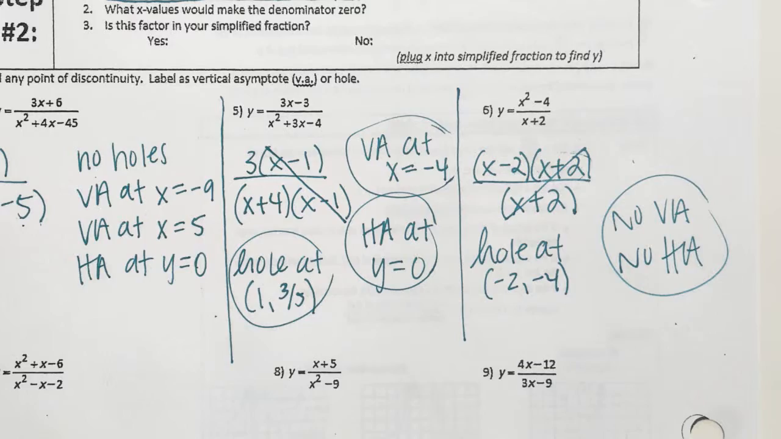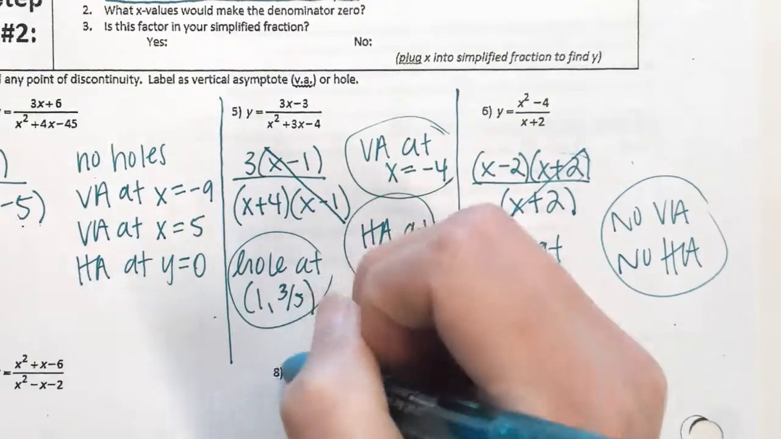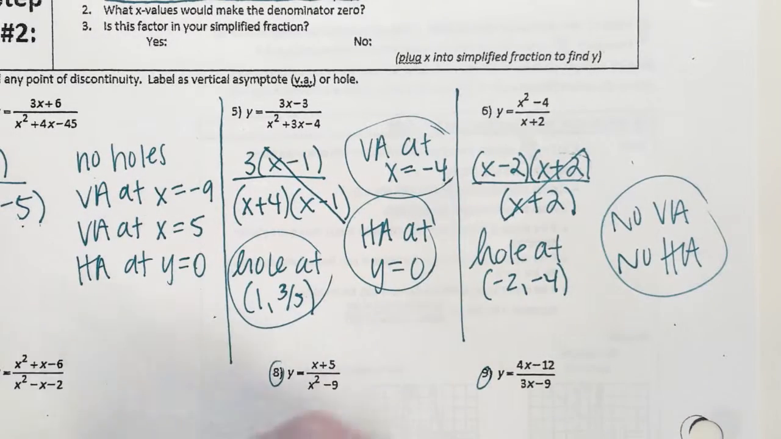Alright, I want you to work on 7, 8, 9, and then 1 through 4. That's your homework. Just finding the horizontal, vertical, and asymptotes and holes. Or you can pack up. But while you're doing that, I want to show you what this looks like on a graph.